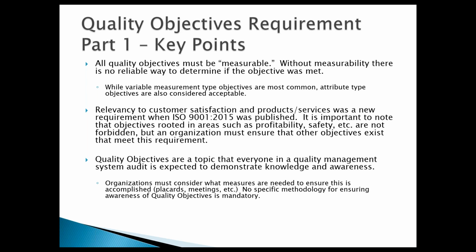Now, in terms of relevancy to customer satisfaction in products and services, this was actually a new idea when ISO 9001:2015 was published. This whole idea that your objectives needed to be relevant to your products and services and customer satisfaction. It's important for us to acknowledge, however, that this does not mean that these are the only types of objectives you can have. There's a lot of organizations out there that feel it is value added, that it's beneficial to have objectives for things like profitability or workplace safety or things of this nature that aren't quite tied in with products or customer satisfaction. These types of objectives are fine, absolutely fine to have as your objectives.